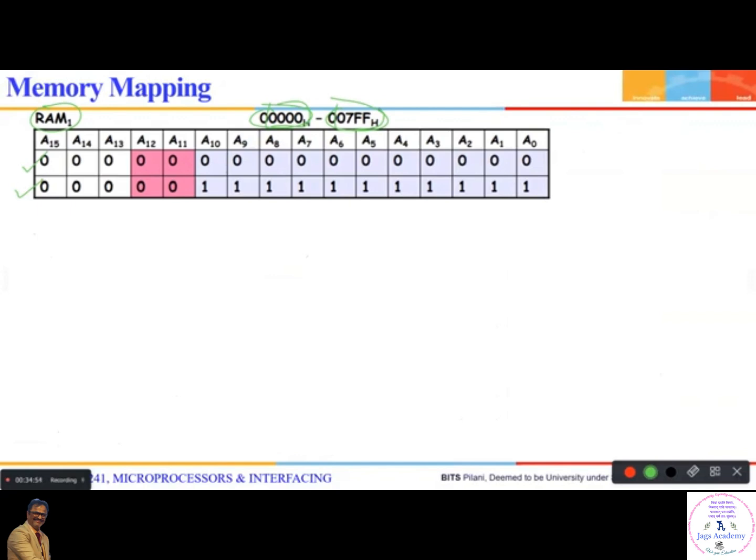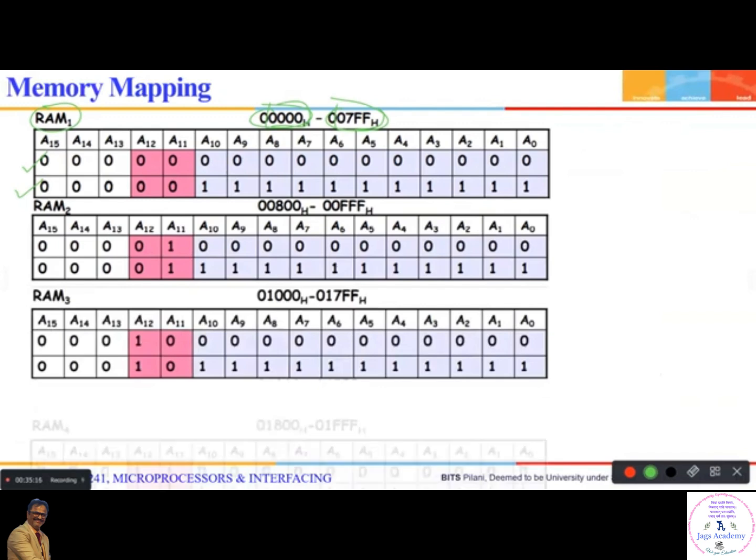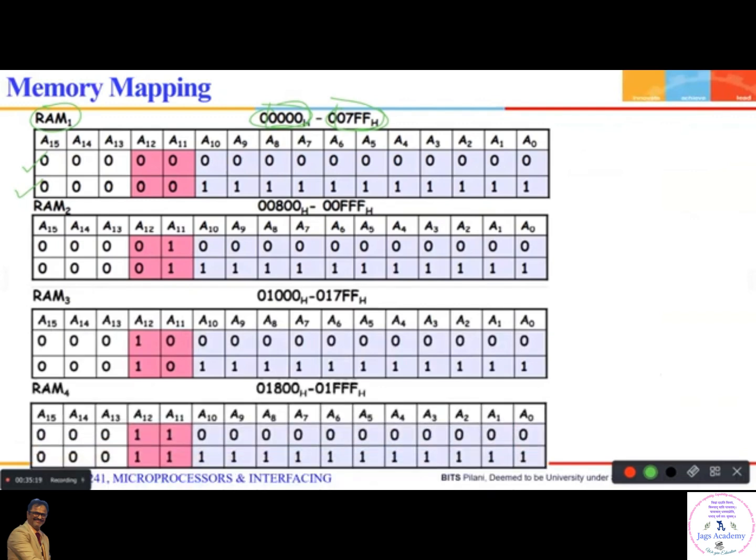Fine. Can you write the table for the next one, RAM 2? Come on, you should write it. This is for RAM 2, and this is for RAM 3, and this is for RAM 4. So this is the table for RAM 1, RAM 2, RAM 3, RAM 4. Understood this?